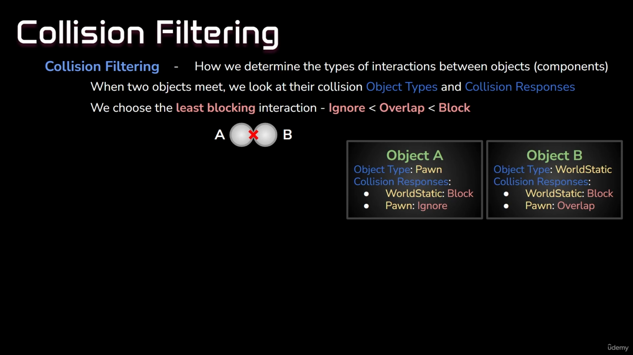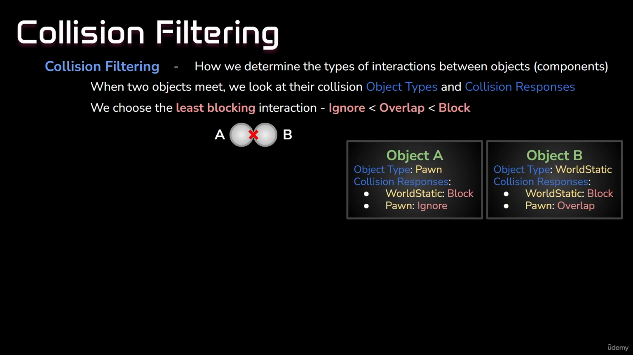Now, object A's responses are block for world static and ignore for pawn, which means when object A comes into contact with another object whose object type is world static, the response is block. Object B has collision object type world static, and its responses are as follows: block for world static and overlap for pawn.